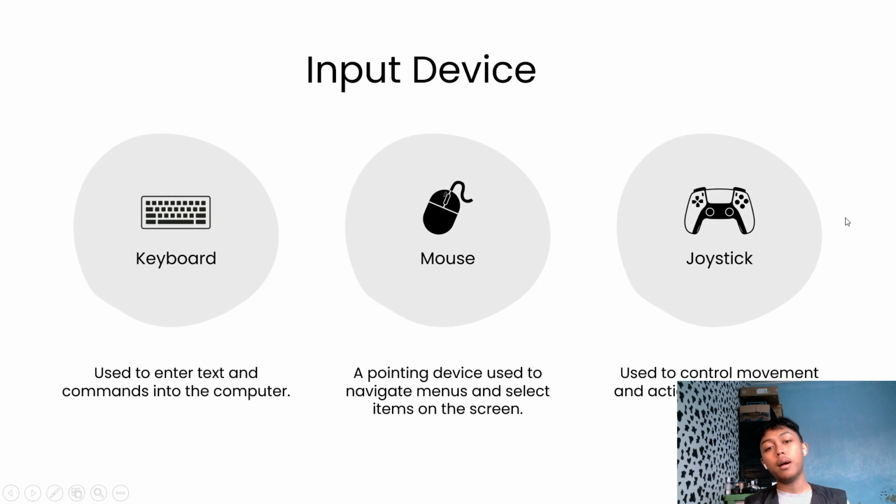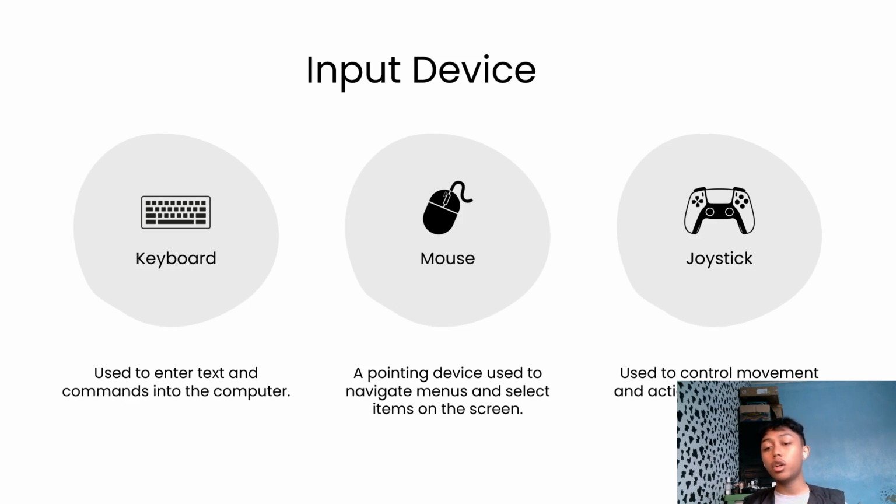So first we talk about input device. There are some types or some examples of input devices, like keyboard, used to enter text and commands into a computer, and second is mouse. Mouse is a pointing device used to navigate menus and select items on your computer.